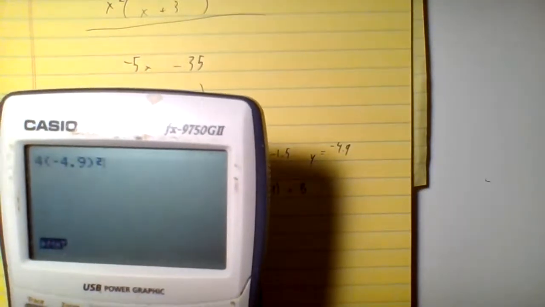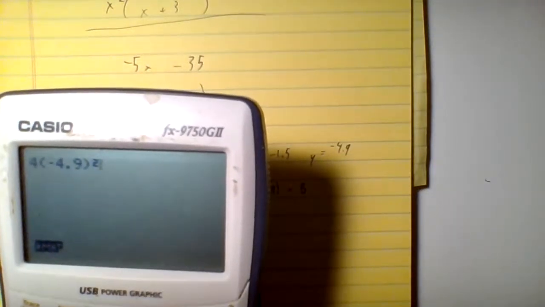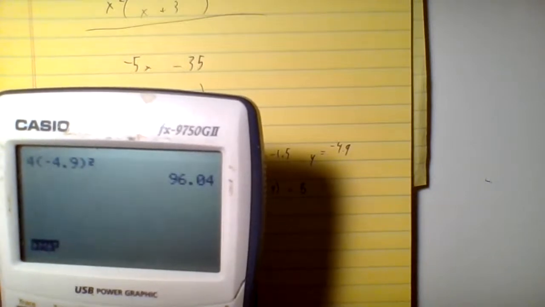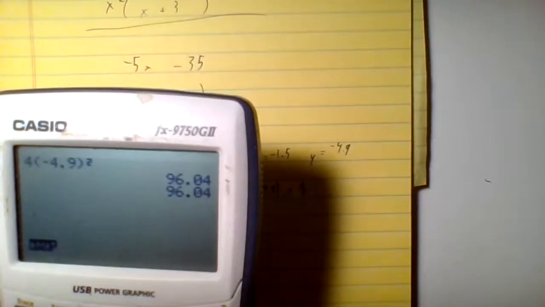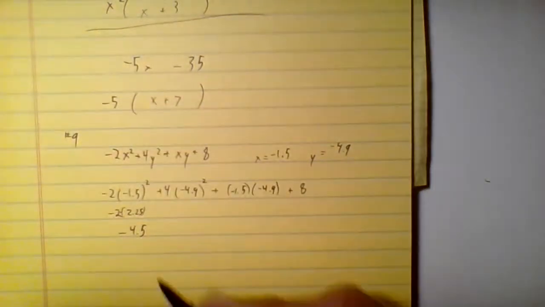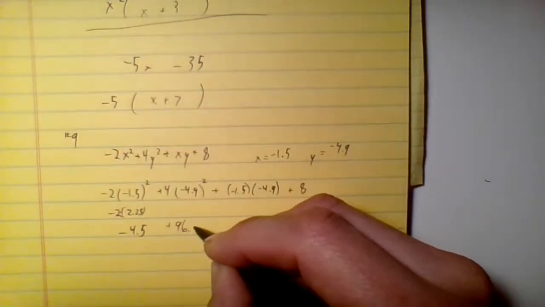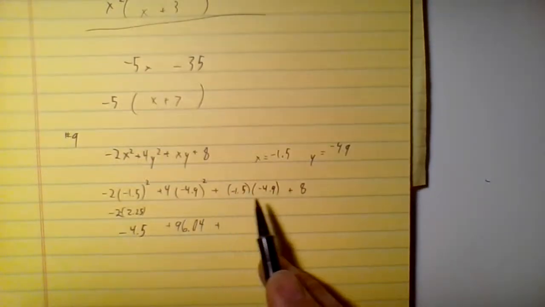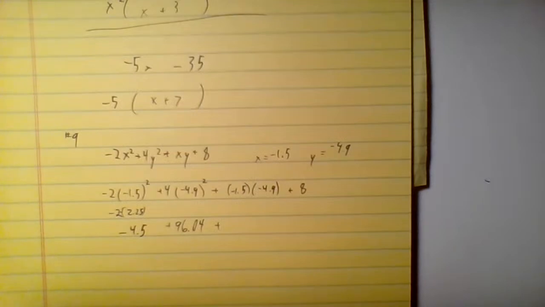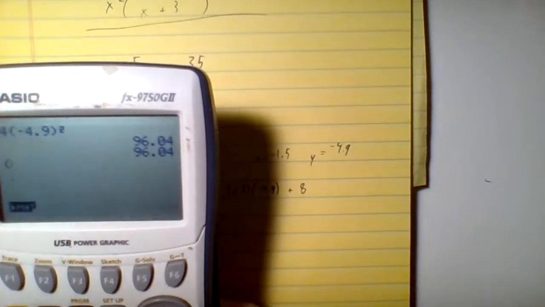That's going to come out positive, that one, because the negative number is being squared, and then I'm multiplying by a positive on the outside. So that term's positive 96.04. And this one also, this is negative times negative. So whether you're doing a calculator or not, I don't know, but it's going to come out positive.